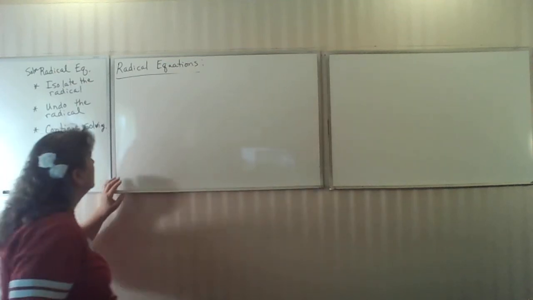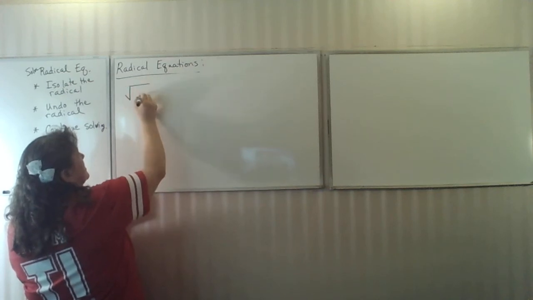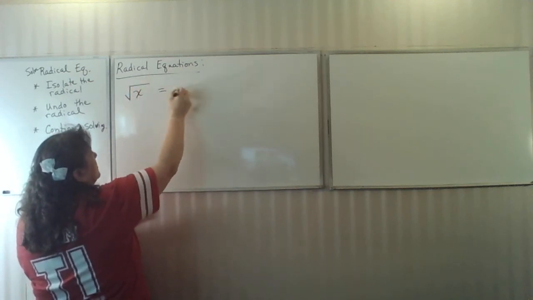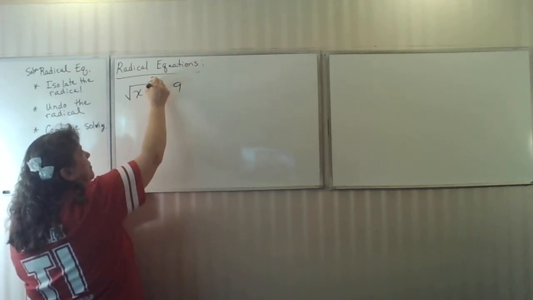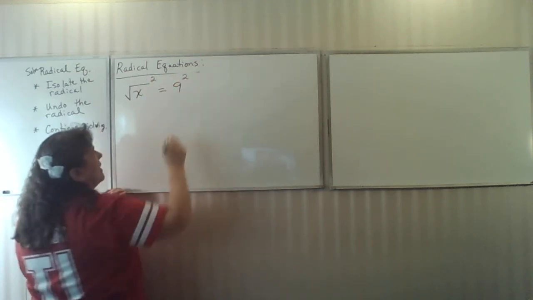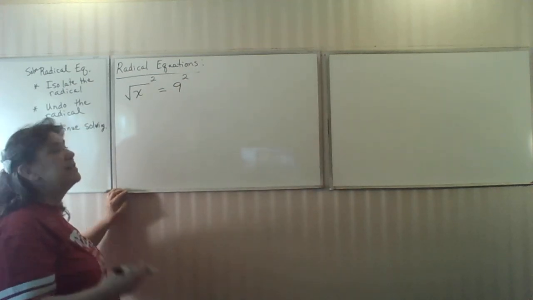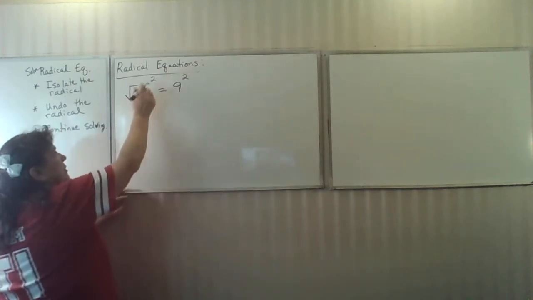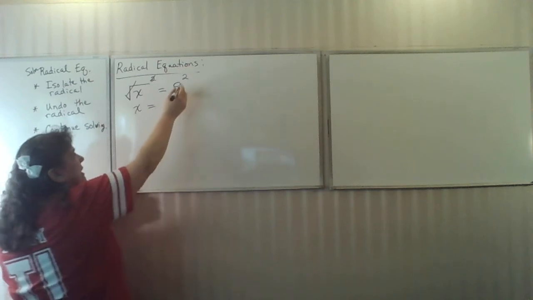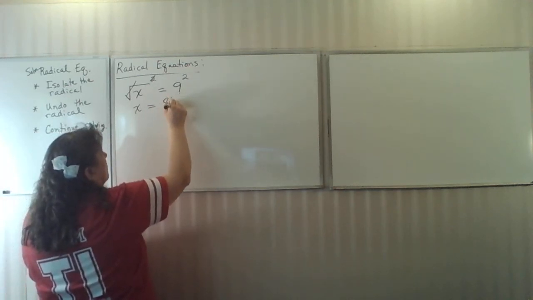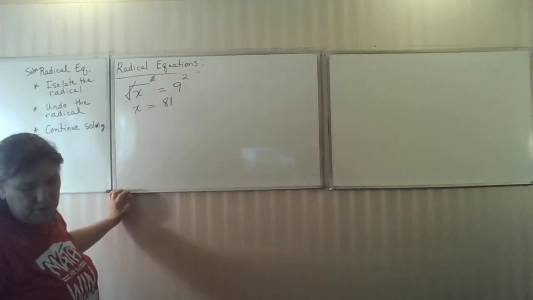So as we look at this, the square root, let's go through the process. The square root of x is equal to 9. Well, to undo the square root, you're going to square it, and if you do it to one side, you have to do it to the other side, because in equation solving, you must do the same thing to both sides. So the square undoes the square root, leaving you with an x, and it's equal to 81. Because 9 times 9 is 81.